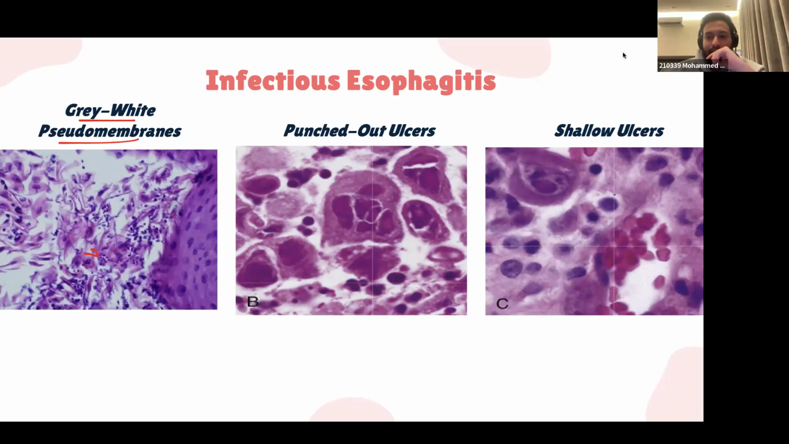Then the last one, you have a patient with shallow ulcers. You take a biopsy, you see this with intracytoplasmic and intranuclear inclusions. You think of CMV. Guys, memorize this for your OSPE. You'll get one question on this, 100%. So that's it for infectious esophagitis.